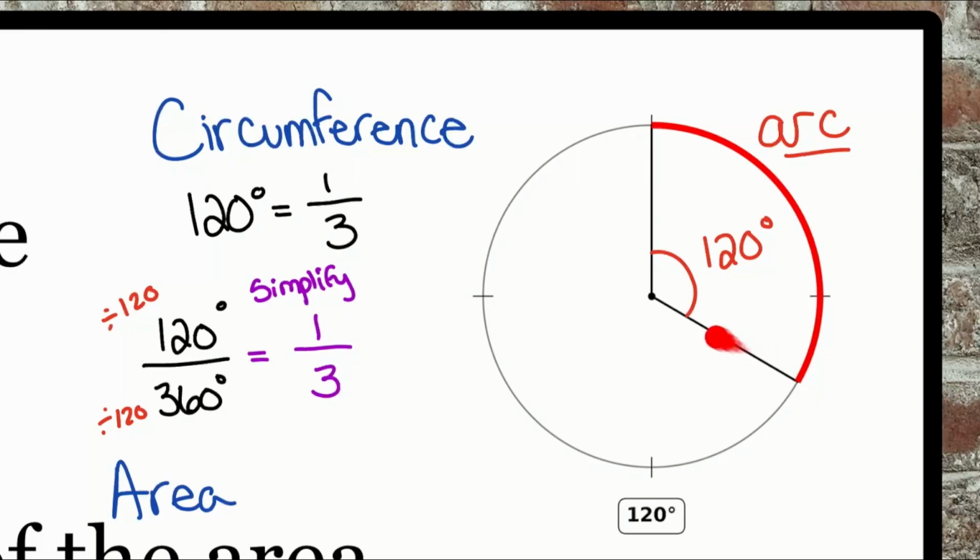If they gave you 180 degrees, pop quiz. If this happened to be 180 degrees, what would you be dividing the circumference by? If it was 180 degrees out of 360. Yeah, that's exactly half. 180 is half of 360. So you would multiply by 1/2 or divide by 2.